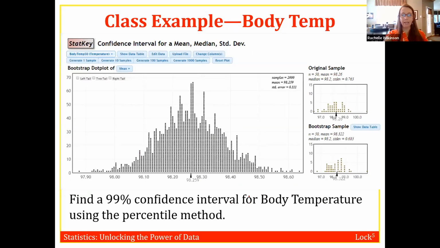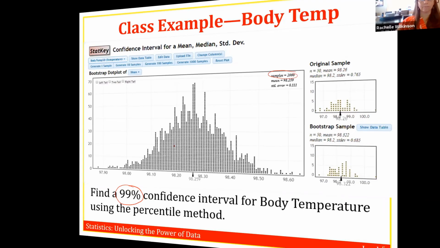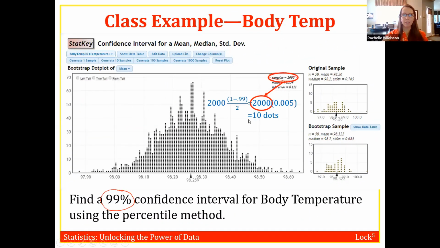All right, so now we're going to find a 99% confidence interval for body temperature. So first thing we need to do is look at how many samples we have, and look at our confidence level and figure out how many dots to count. So take a second, not very long because our class is almost over, to see if you can figure out how many dots we should be counting for this example. Perfect, we're going to have 10 dots. So we're going to take the number of samples, 2,000, times (1 minus 0.99, which was our confidence level) divided by 2. So when you work all that out, you end up with 10 dots.